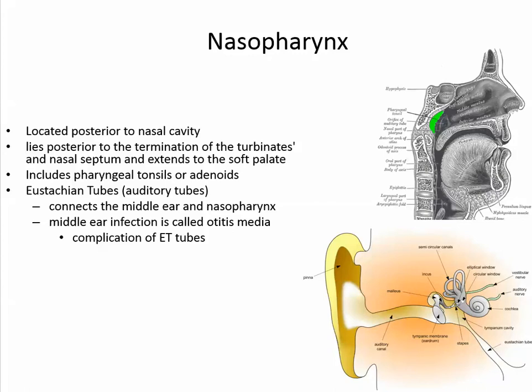The nasopharynx is located posterior to the nasal cavity and lies posterior to the termination of the turbinates and nasal septum and extends to the soft palate. It includes the pharyngeal tonsils or the adenoids. The Eustachian tubes connect the middle ear and nasopharynx, and infection of the middle ear called otitis media is a complication of prolonged nasotracheal intubations. And the Eustachian tubes open into the lateral wall of the nasopharynx.